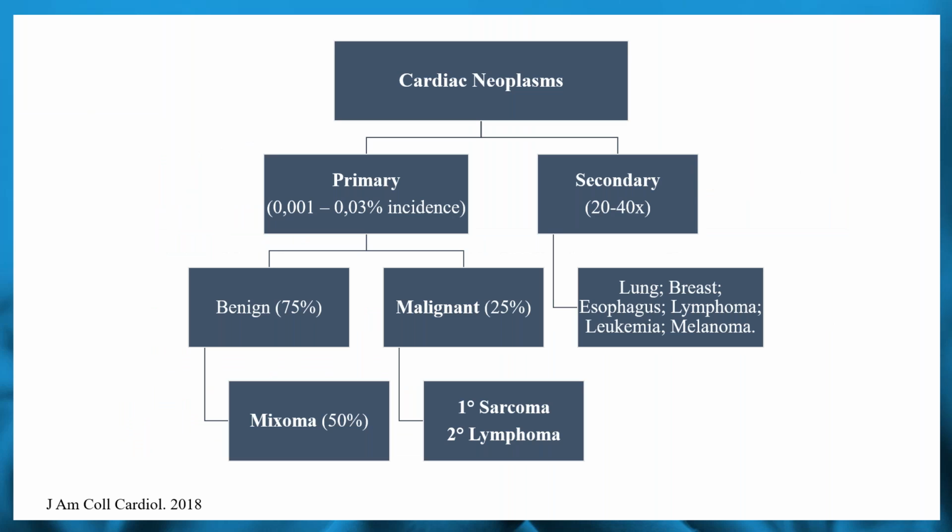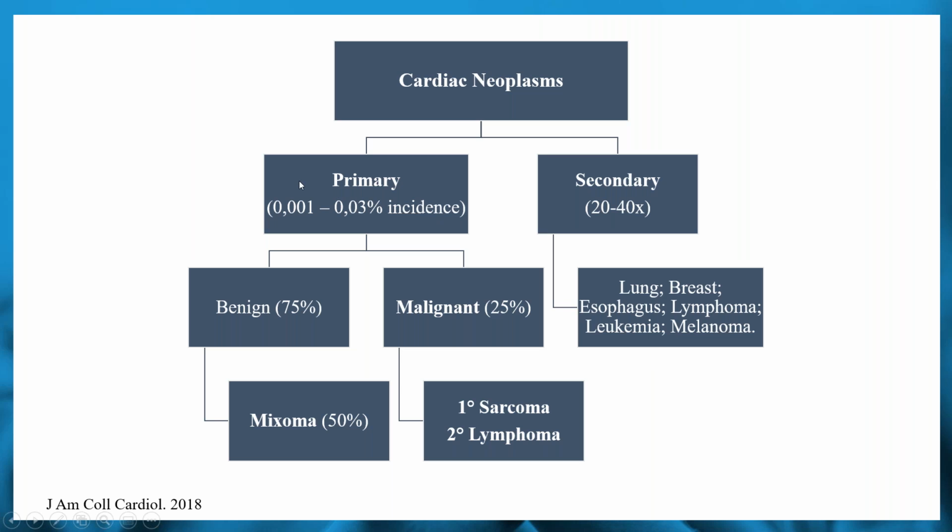So a little epidemiology about cardiac neoplasms. As I said before, they're rare, and they can be divided into primary and secondary. The secondary are 20 to 40 times more common than the primary ones, and they're usually metastases from lung cancer, breast cancer, leukemia, melanoma, lymphoma. These are the most common types of cancer that can produce metastases to the heart.